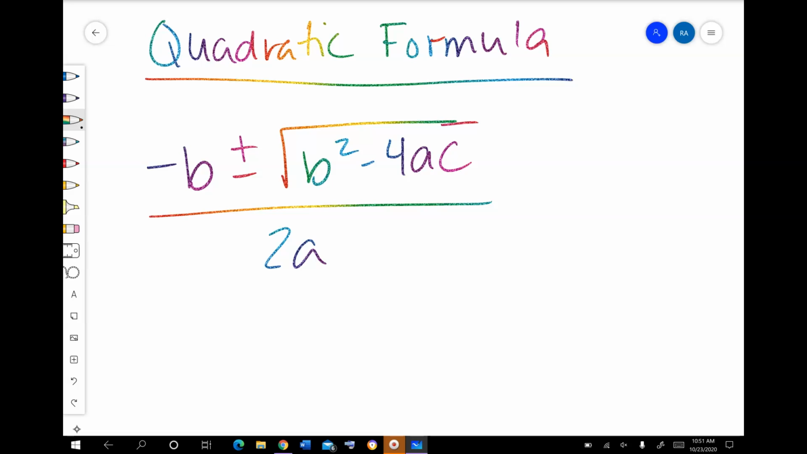And you get your a, b, and c from your equation. We know our equation is ax squared plus bx plus c equals 0, and that's where you get your a, b, and c. Now, we are not going to be just typing this into a calculator. We are going to be reducing it to find the solutions.